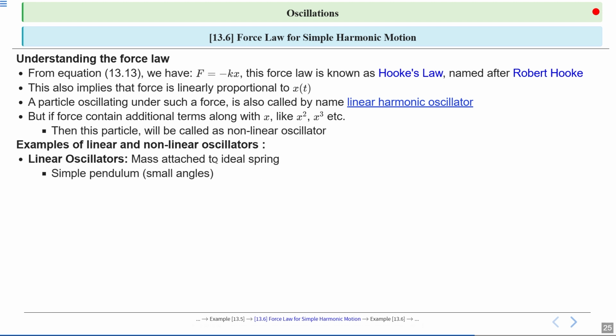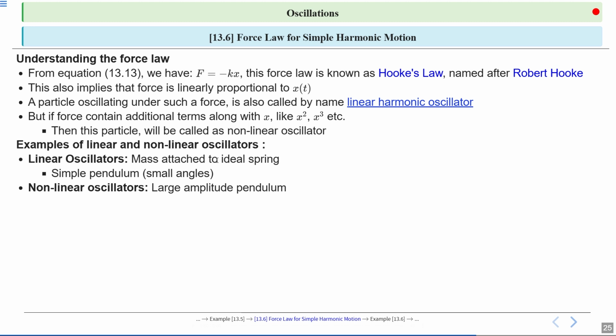For the simple pendulum, the linear approximation only works for small angles, usually less than about 10 degrees. At these small angles, the motion is regular and predictable, just like the mass on a spring. This is why we use these systems to study basic oscillatory motion.